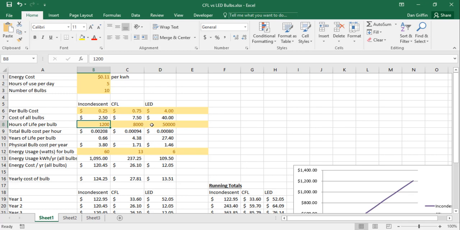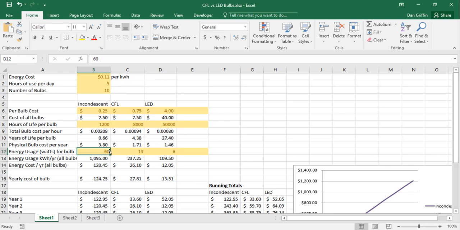I'm going to assume a 50,000 hour rating here for an LED, 8,000 for CFL, and 1,200 for incandescent. Again, you can change these. If it's in yellow, it's a variable. That's going to divide out the total bulb cost per hour and the years of life per bulb and the physical bulb cost on a yearly basis based on how long we think it'll last.